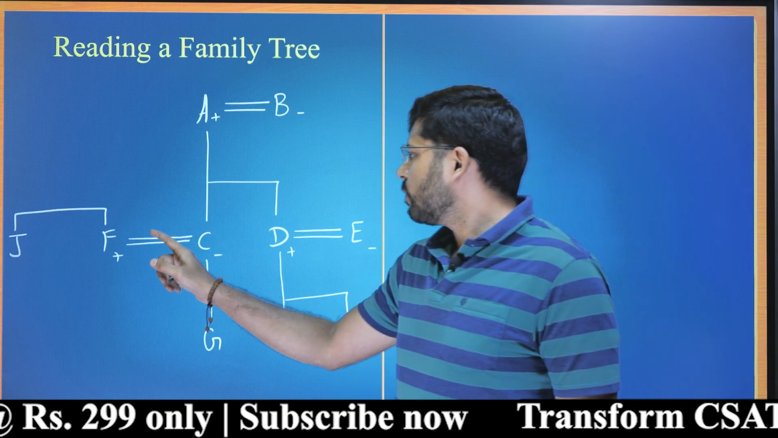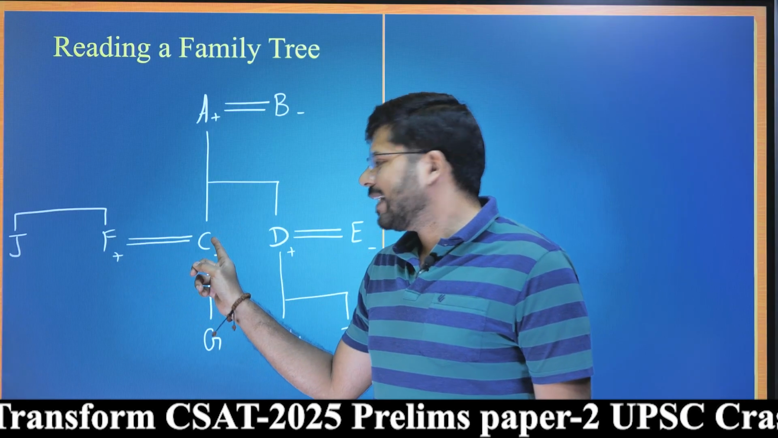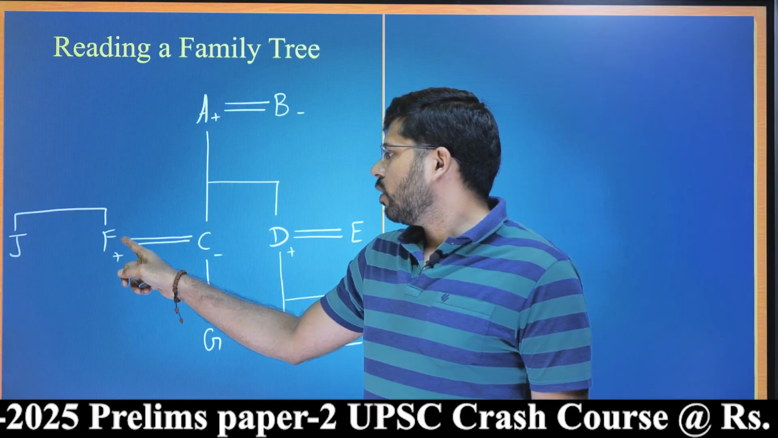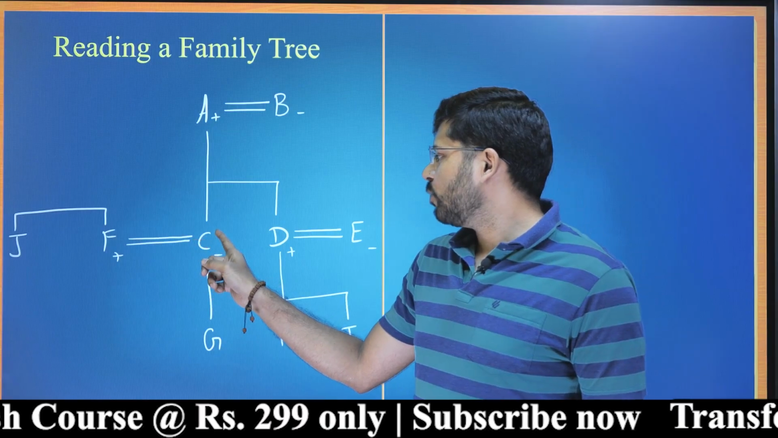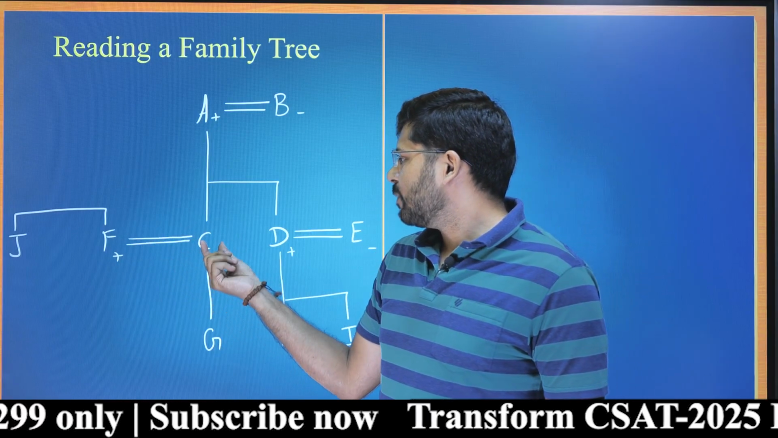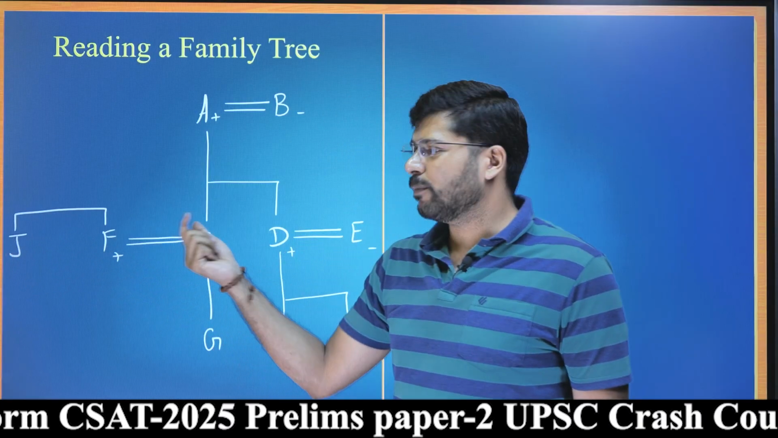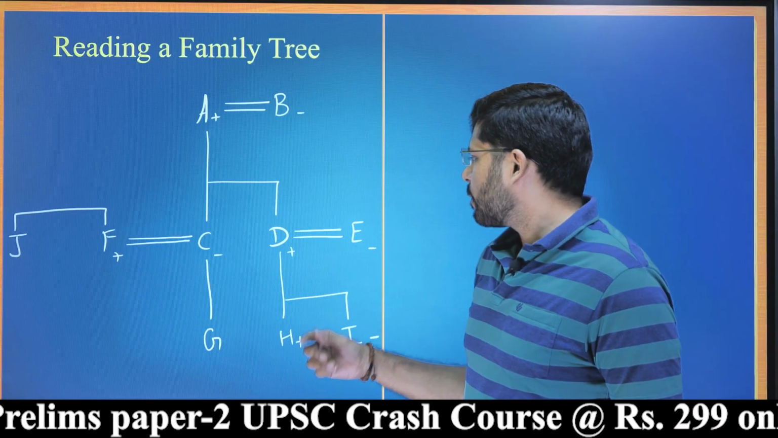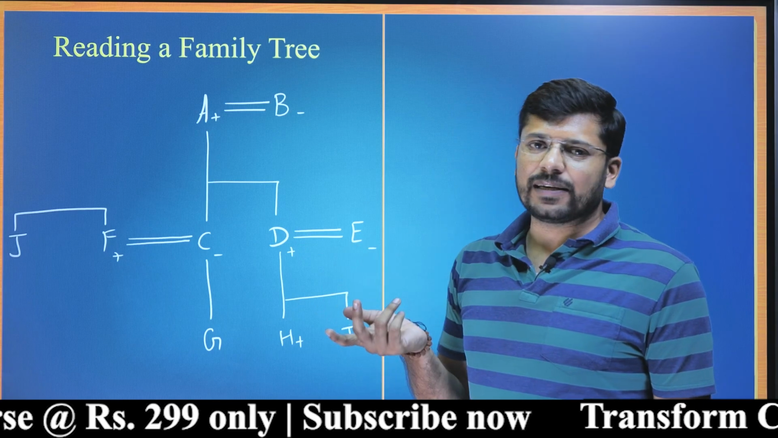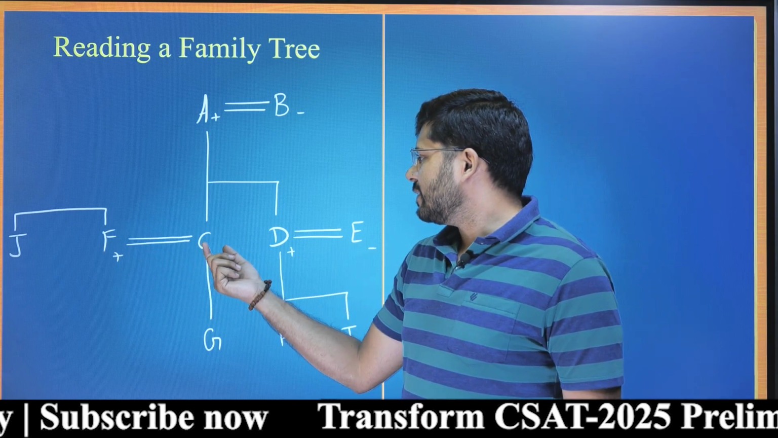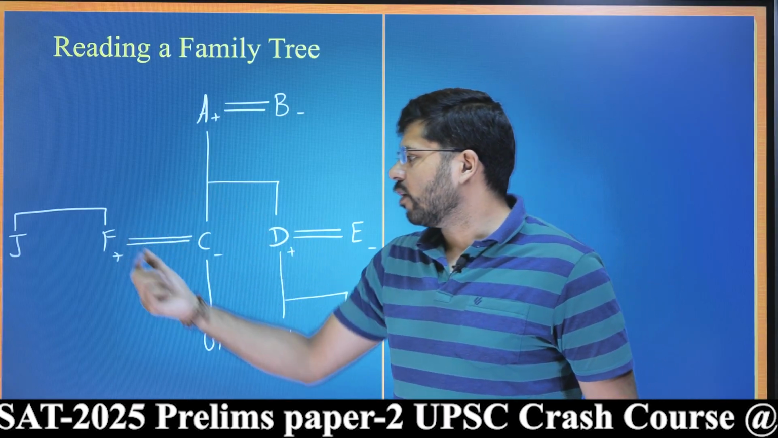Okay. Then what is the relationship between J and C? Now J and C, C is the sister-in-law, because J's sibling is F and F's wife is C. So the relationship between J and C, it can be said that C is the sister-in-law. But we do not know the relationship of J with respect to C, because J can be brother-in-law or sister-in-law. Then what is the relationship between F and D? F and D are brother-in-laws to each other, because F's wife is C and C's brother is D. So F is the brother-in-law of D and D is the brother-in-law of F.